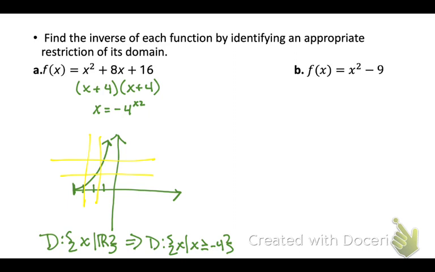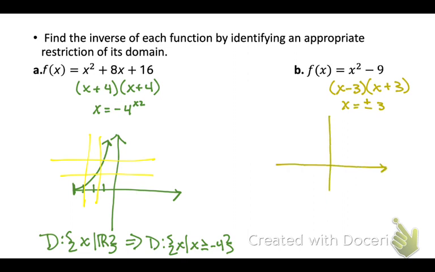Isn't it just x minus 3? Okay, so we're going to factor it. So x minus 3 and x plus 3. So that means x equals plus and minus 3, doesn't it?